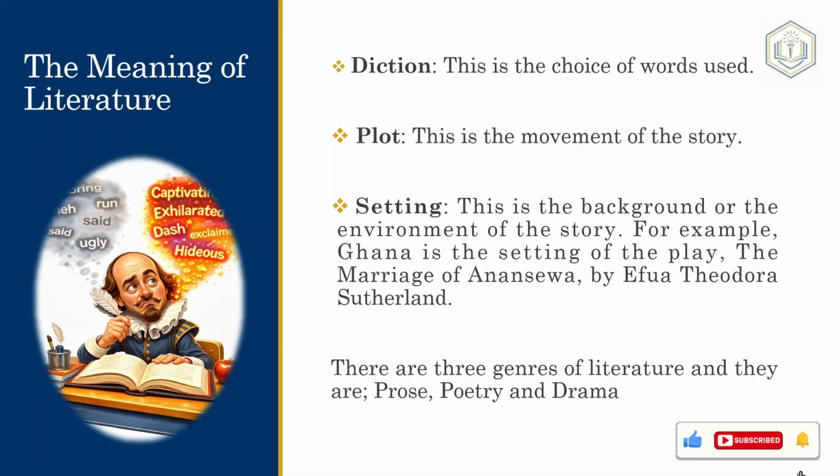So moving on, there are three genres of literature. We have prose, we have poetry, and we have drama. So we'll look at them one after the other.